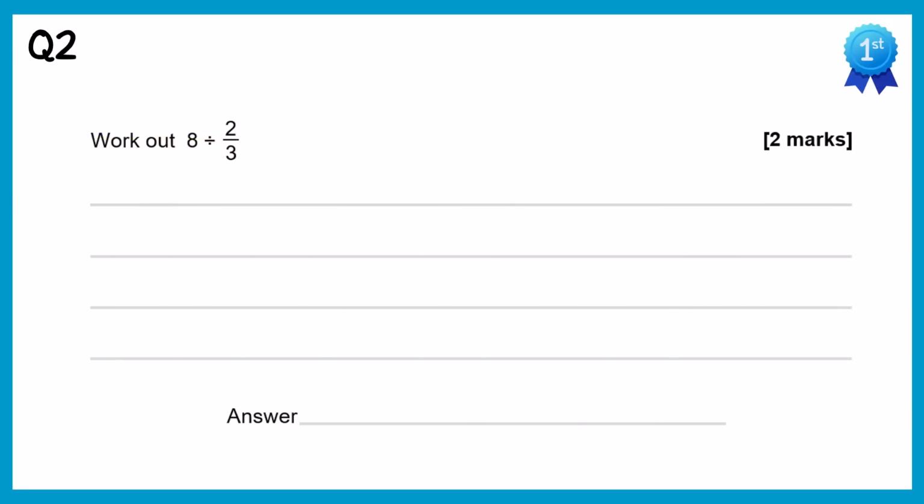In this question, we need to do 8 divided by 2/3. The first thing we're going to do is write 8 in a fraction form, which will just be 8 over 1. We then change the divide to a multiply, and take the reciprocal of the second fraction, so instead of 2 over 3, 3 over 2. Now we can just multiply these fractions together. 8 multiplied by 3 is 24, and 1 multiplied by 2 is 2. This is just 24 over 2, or 24 divided by 2, which is 12. So the answer is 12.